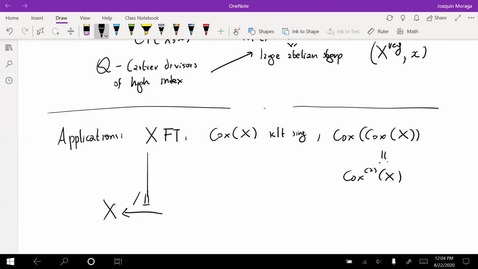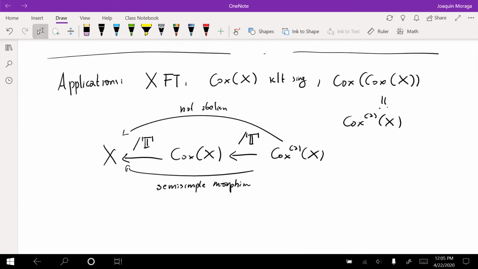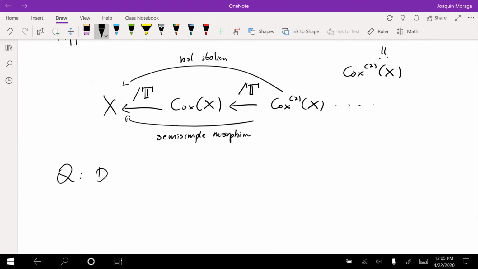So this is the quotient by some torus. And when I say torus, I don't mean actually a torus, I mean a quasi-torus. And then you can apply the Cox ring again, and now you have Cox twice of X, and this is the quotient by another torus. And probably this morphism is not abelian, but it splits as two abelian morphisms. So we will say that this is a semi-simple morphism because it splits as two abelian morphisms. Okay, and you can keep doing this. So the first question is, does this process terminate?